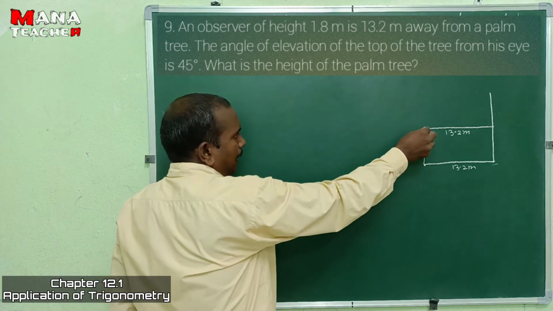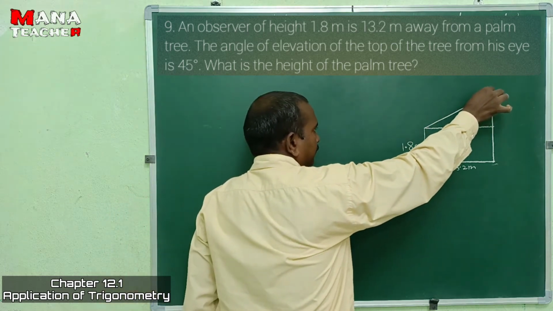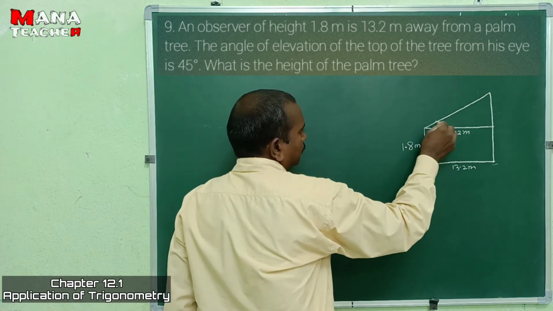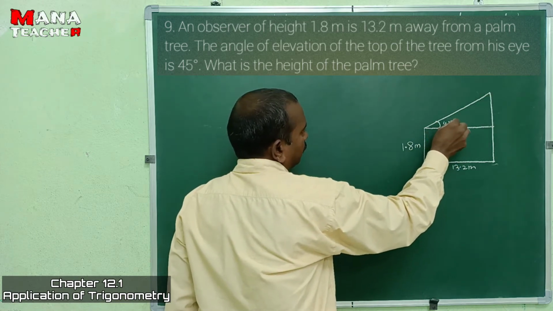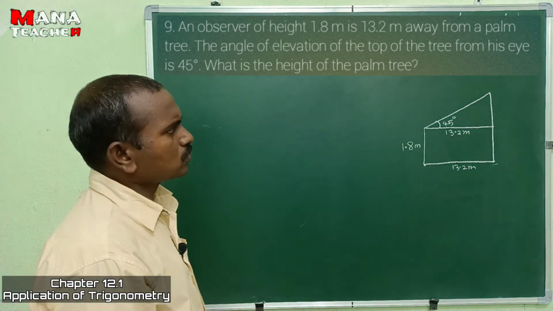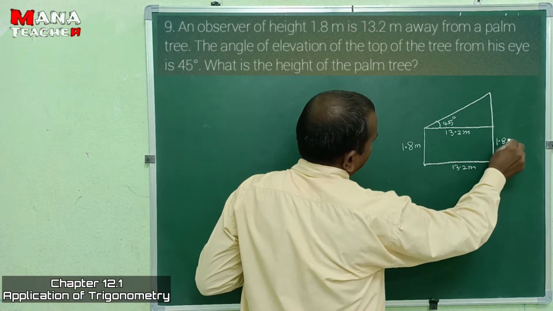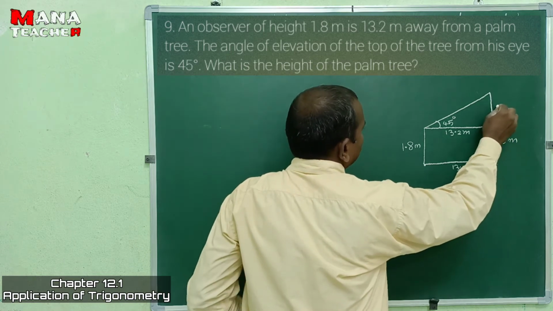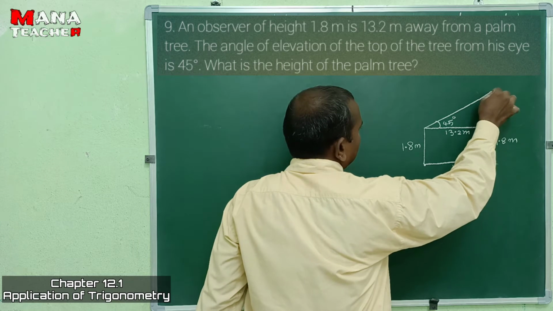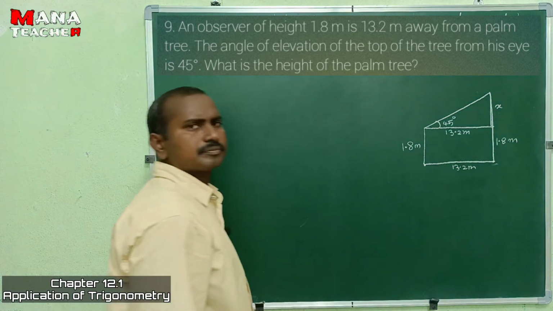He observes the top of the palm tree at an angle of 45 degrees. Now this is also 1.8 meters. So what is the remaining height of the palm tree? Let it be x.